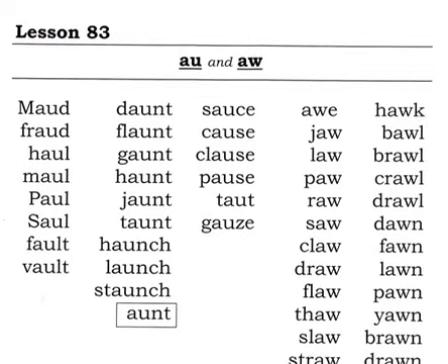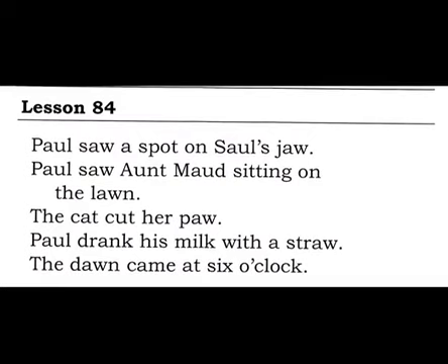And we have the A-U in such words as Paul, the name Paul, fault, vault, fraud, daunt, haunt, pause, cause, and with the A-W spelling, you have such words as jaw, law, paw, raw, etc., brawl, fawn, lawn, brawn, drawn, etc. And in lesson 84, we have sentences using those spelling forms.